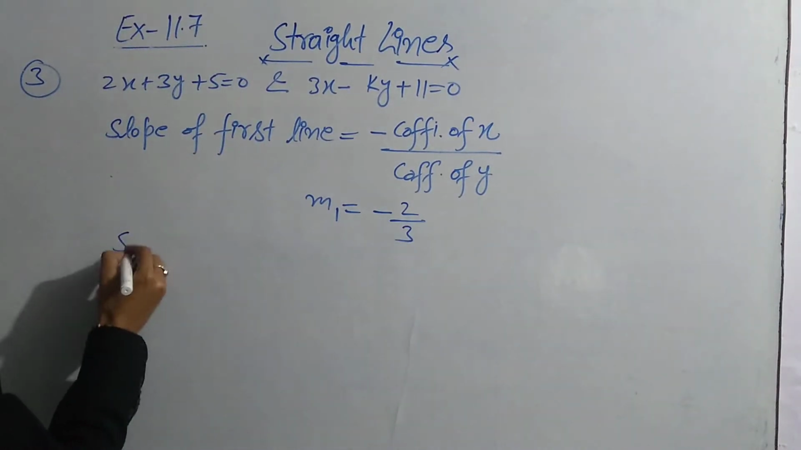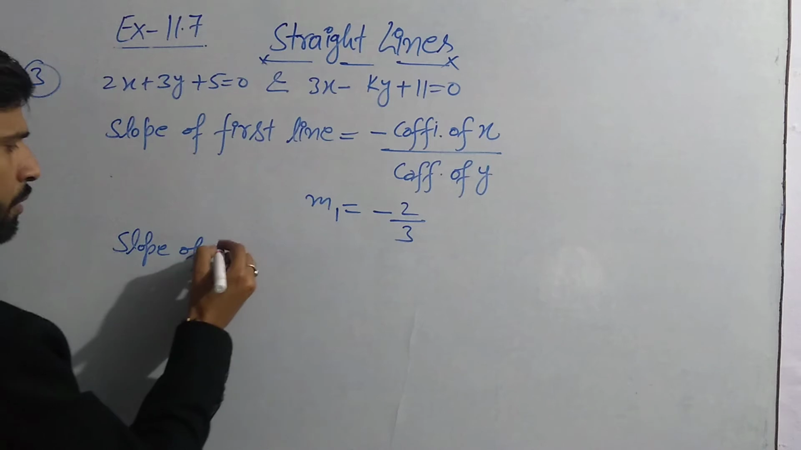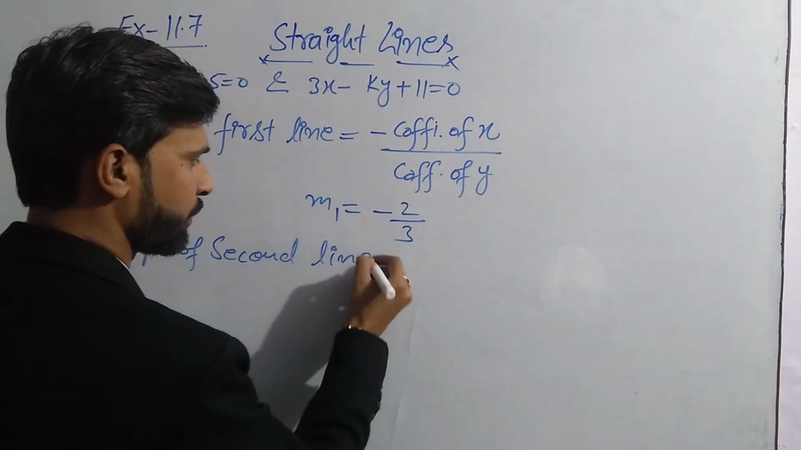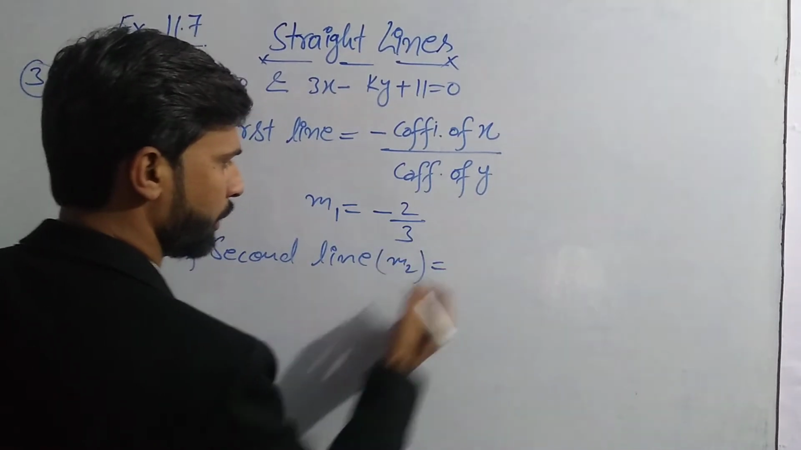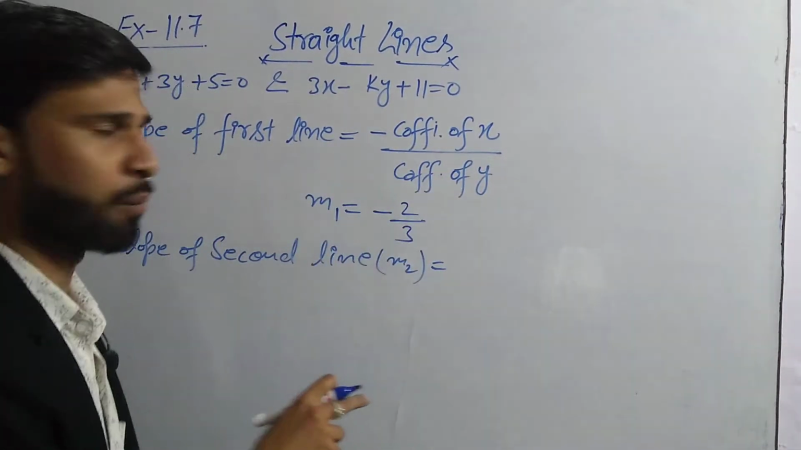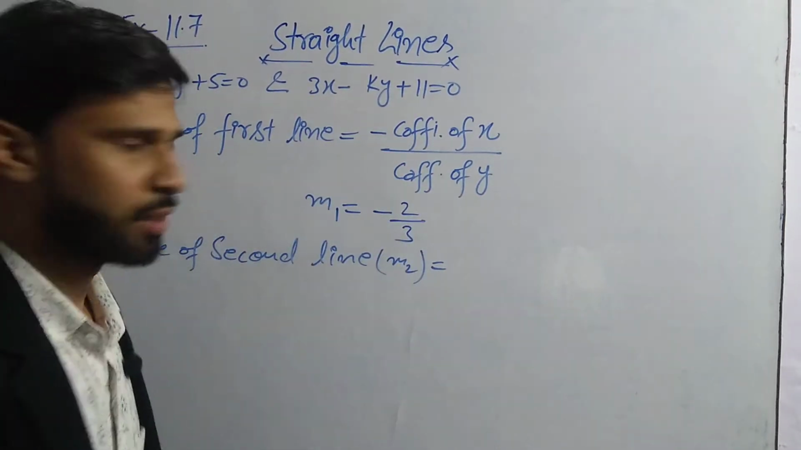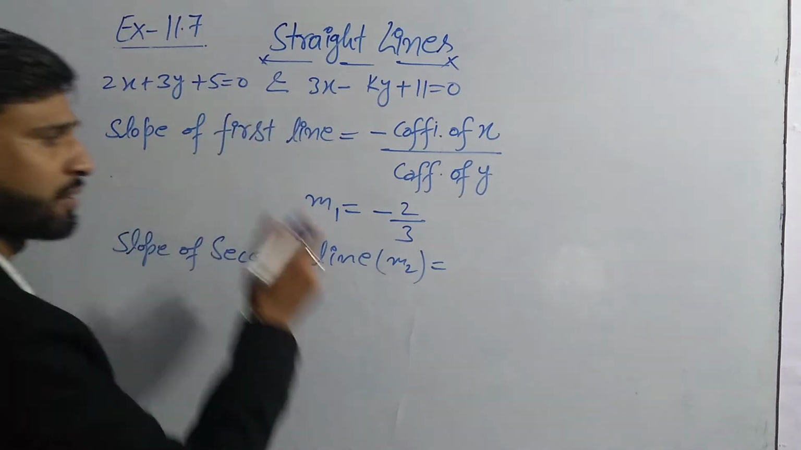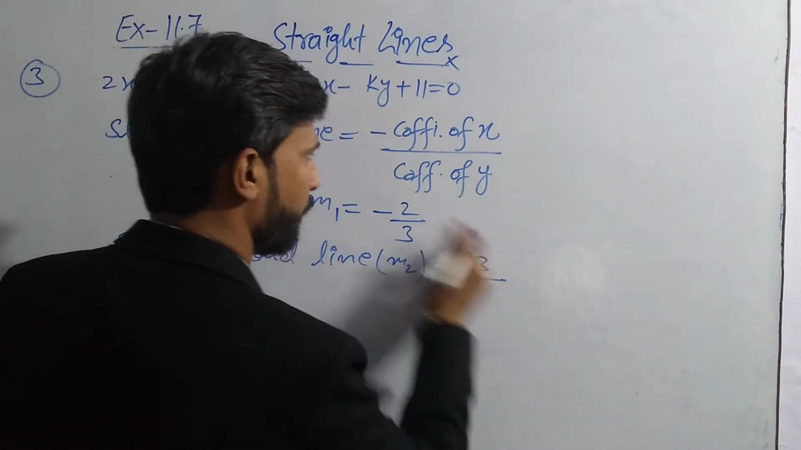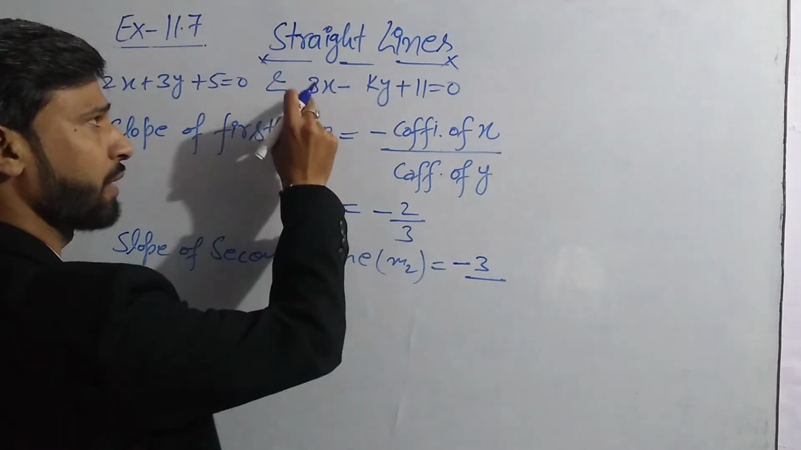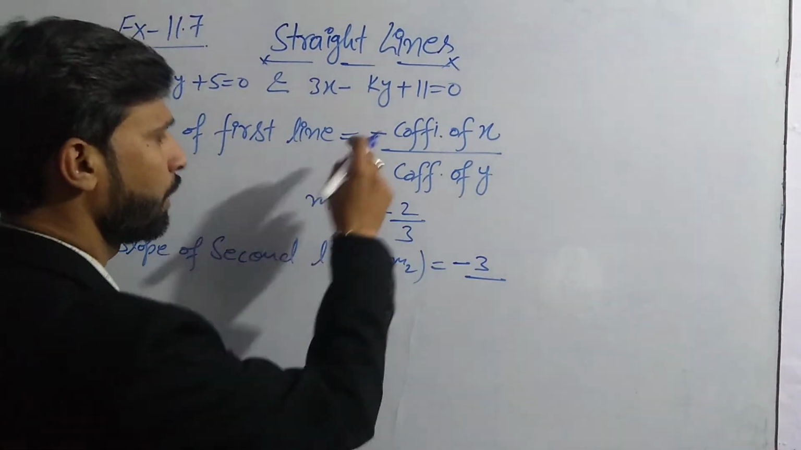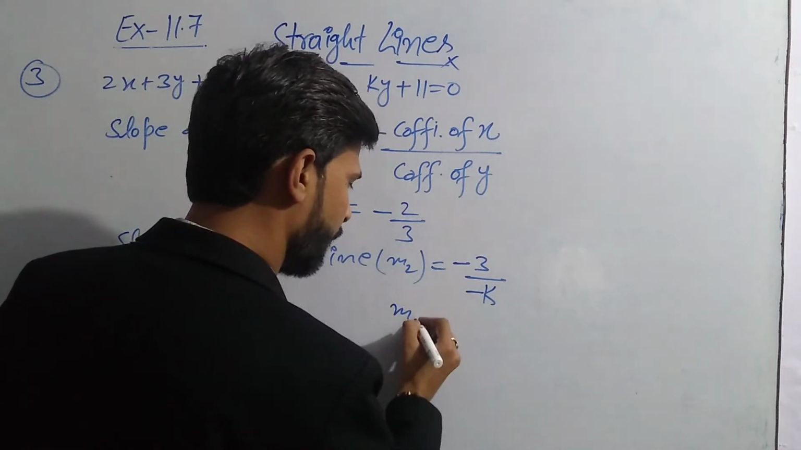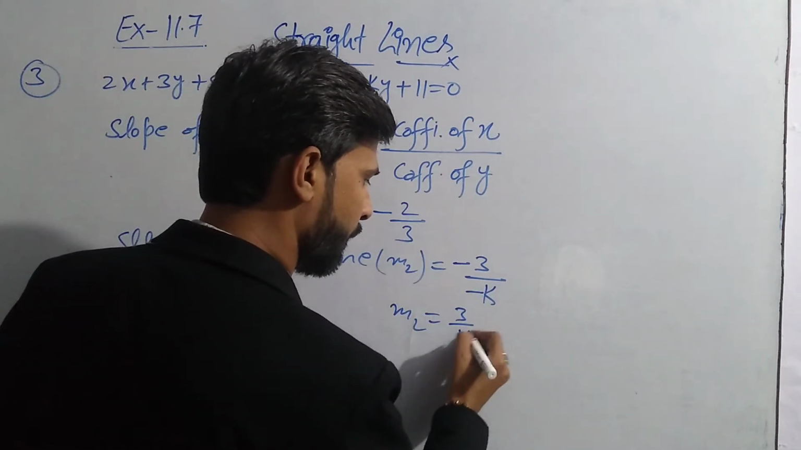In the same way, slope of second line m2 is equals to, by using the same formula, minus coefficient of x upon coefficient of y, then we get minus coefficient of x, the value of coefficient of x is 3, and the coefficient of y is minus k. After solving we get 3 by k.